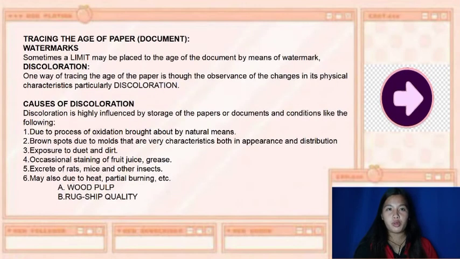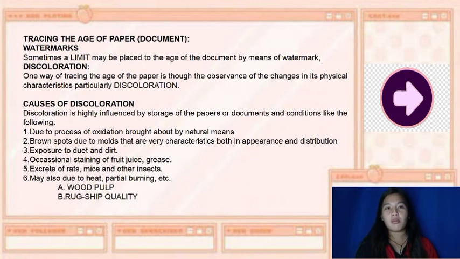Here are some other ways on how to trace the age of the paper or the document. First is the watermarks. Sometimes a limit may be placed on the age of a document by means of watermarks. Then second is the discoloration. One way of tracing the age of the paper is through the observance of the changes in its physical characteristic, particularly discoloration.